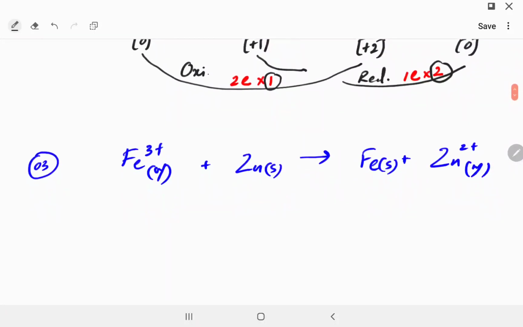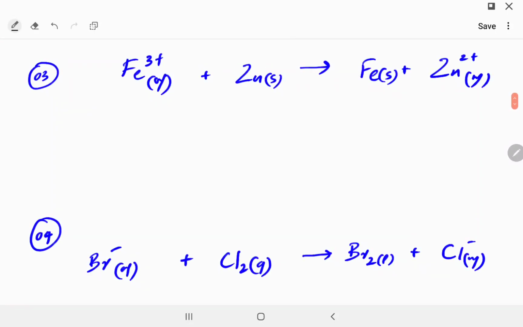Let's go to the third reaction. By now, you should have some idea about how to balance reactions. From here onwards, I want you to pause the video and see if you could balance this reaction without my help, okay? Every time I go to a new equation, I want you to pause the video and try it by yourself.